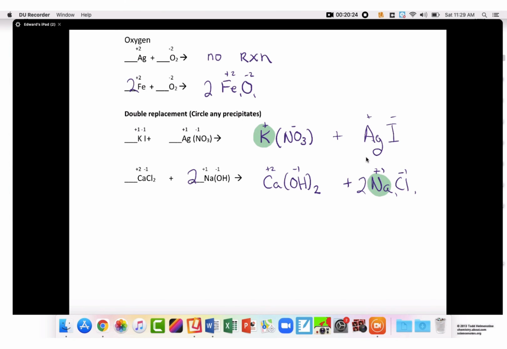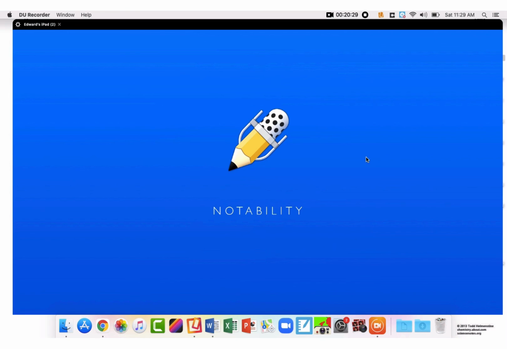So let's look up silver iodide. Silver iodide, way down here.